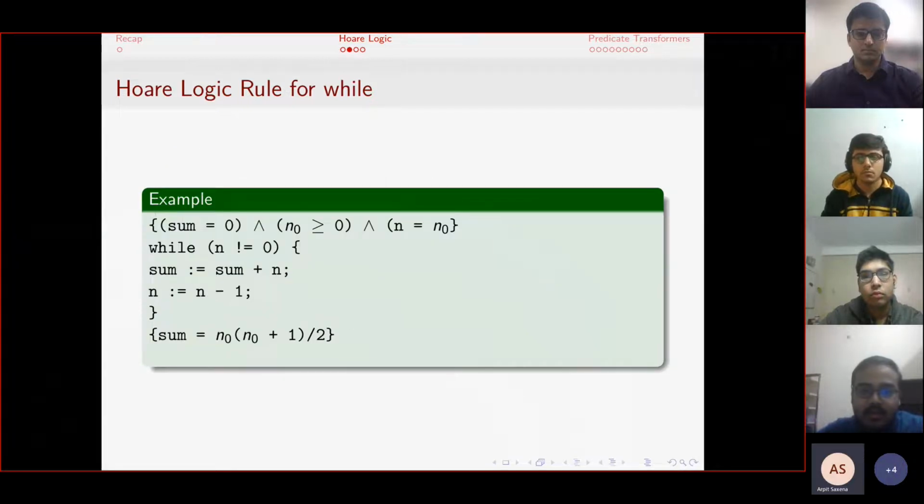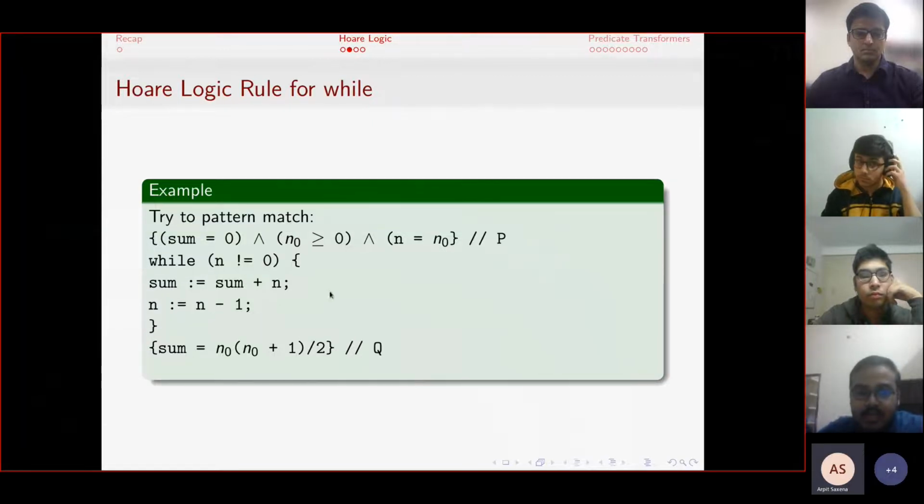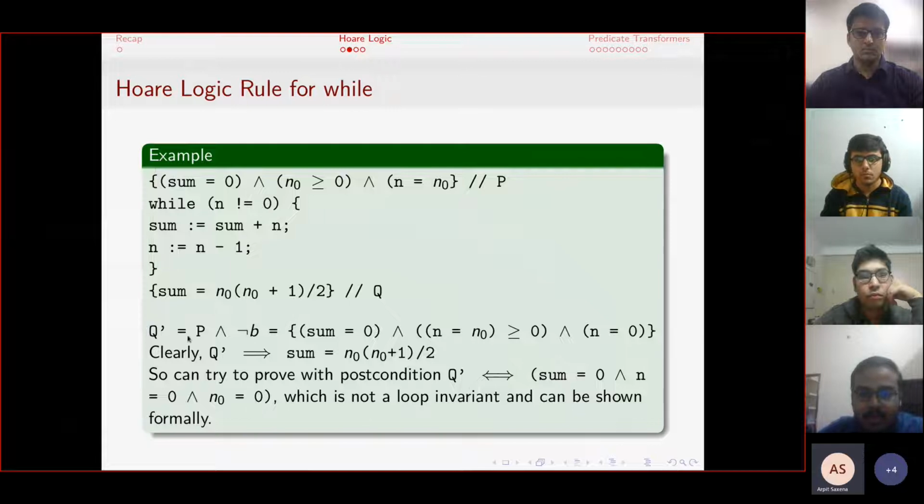Then we have another example. If sum is equal to 0 initially and n equals n naught, both greater than or equal to 0, then while n is not equal to 0, it adds n to sum and decrements n by 1. At the end we have to show that sum is n naught times n naught plus 1 by 2. If we try the pattern matching here, we'll have this precondition as P and this postcondition as Q. If we do P and not B, that becomes sum equals 0.